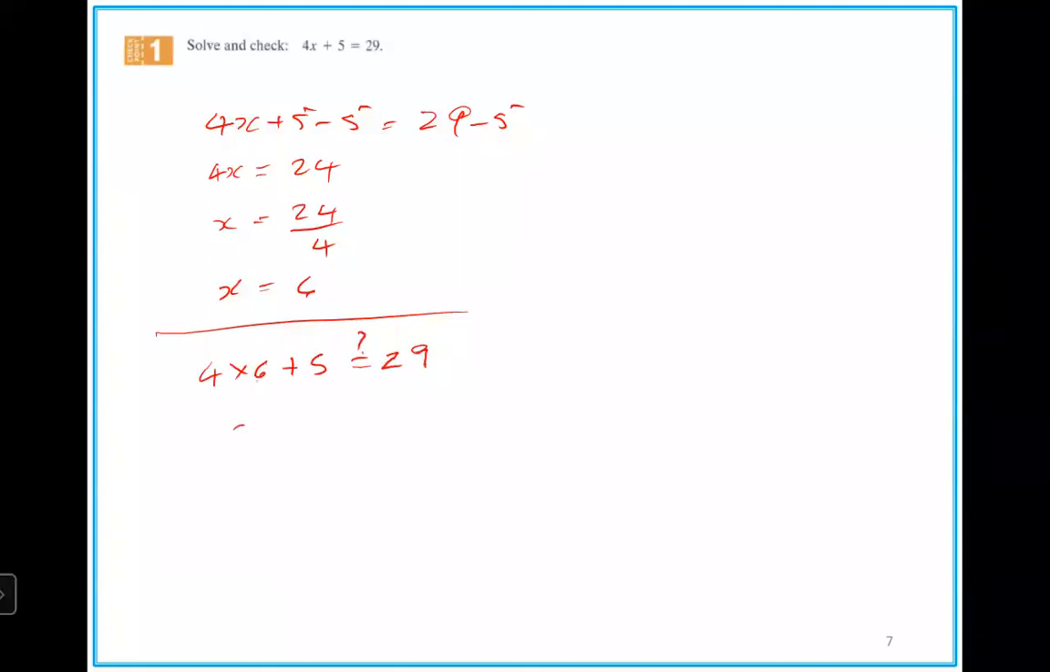4 times 6 is 24. 24 plus 5 is 29. So 29 equals 29. So this is our check. Now you don't have to actually show the check, but it's always good to do it roughly just to see if your answer is correct.